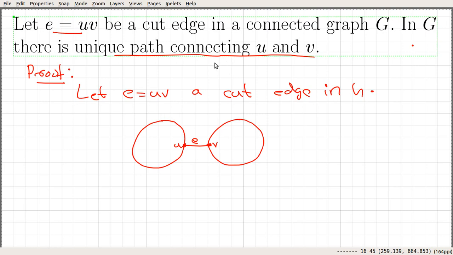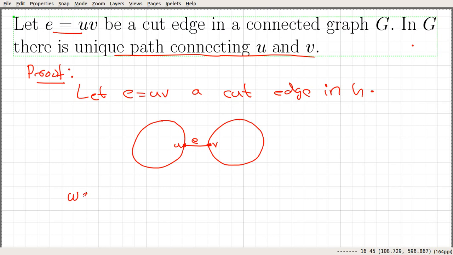Here we are asked to prove that if this is the situation, then there exists a unique path connecting U and V. If you look at this particular edge, we have this path from U to V using this edge E, and we have to prove that that is the only path that exists between U and V. We are going to prove that the path is unique, and we have to show that no other path exists in this graph.